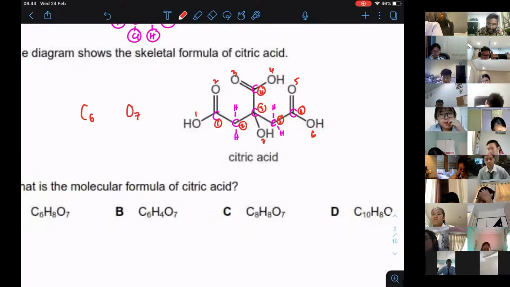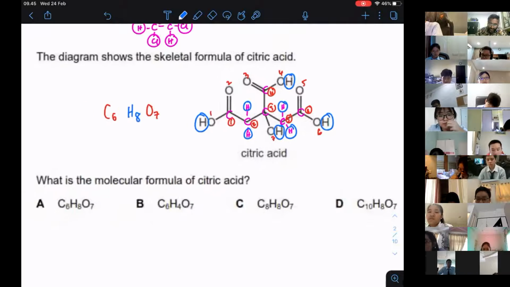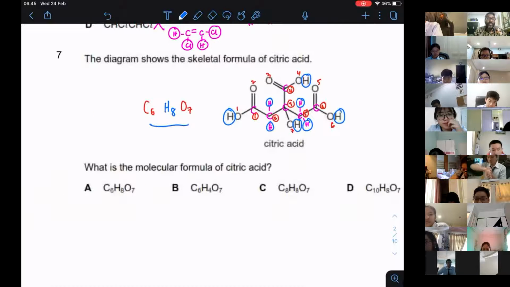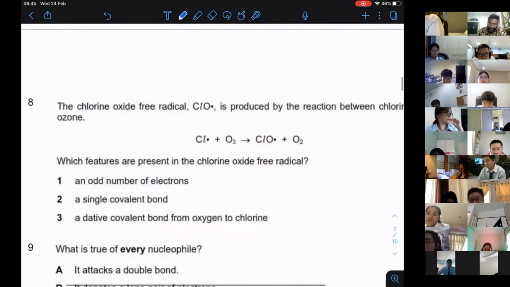I already put the hydrogen just now, so I'll just circle. So 1, 2, 3, 4, 5, 6, 7, 8. So this is going to be 8. You can see they want the molecular formula, so the exact thing, C6H8O7, that's going to be the answer. Compared to the others, quite easy. Okay, now next question.